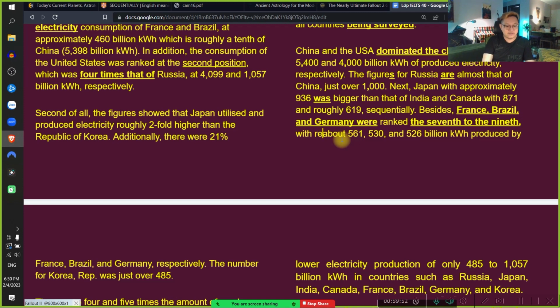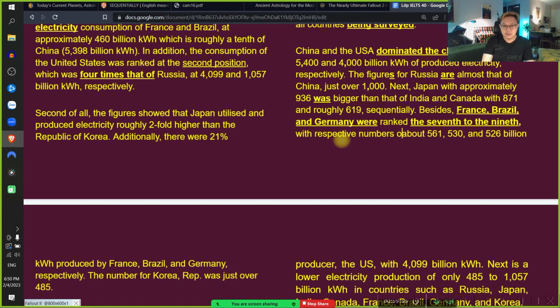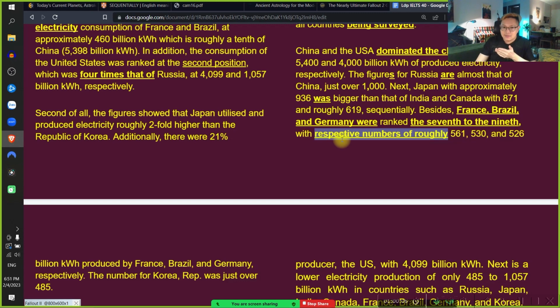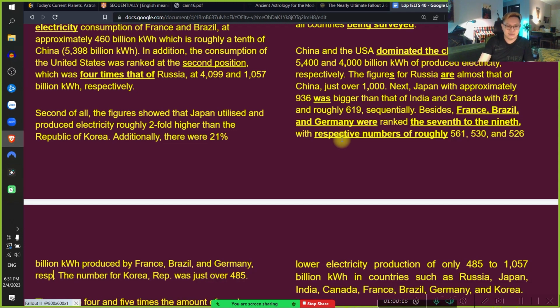With respective numbers of roughly, với những con số mà tương xứng của xấp xỉ là bao nhiêu đó. With respective numbers of roughly this one and this one. Xong rồi chỗ này nó kết thúc ở đây luôn. It just ends here, no more respectively.